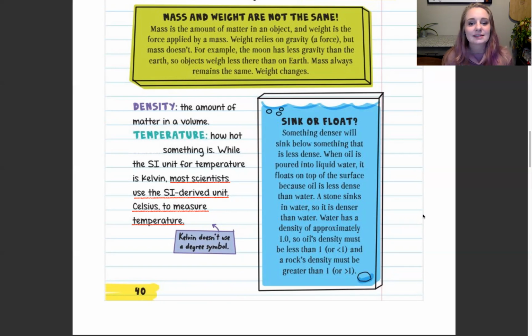Sink or float. Something denser will sink below something that is less dense. So when oil is poured into liquid water, it floats on the top because oil is less dense than water. However, a rock or stone sinks in water. That means that it's denser than water. So water has the density of approximately 1. Oil's density is less than 1, and a rock's density would be more than 1.